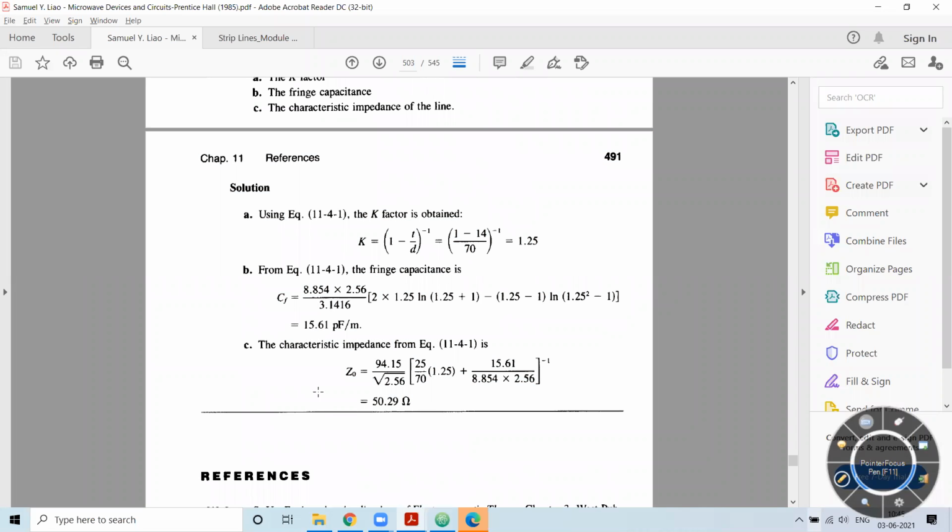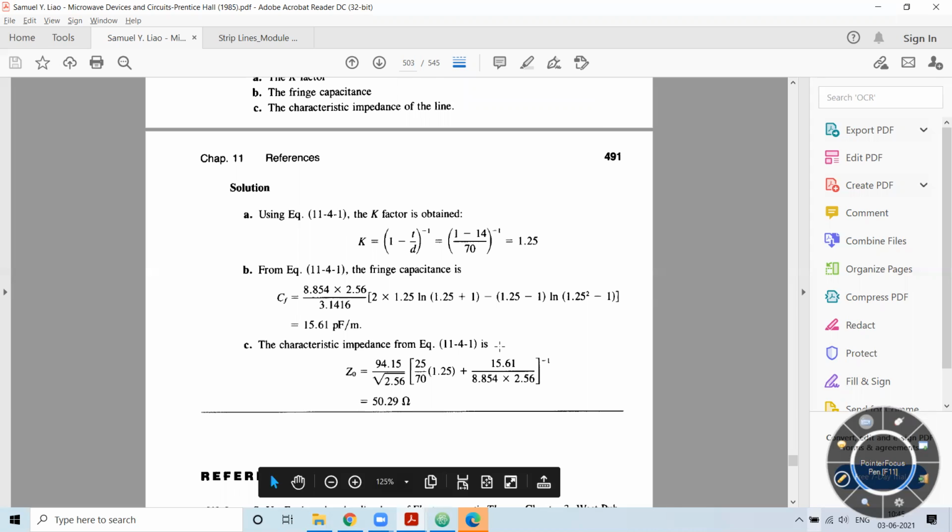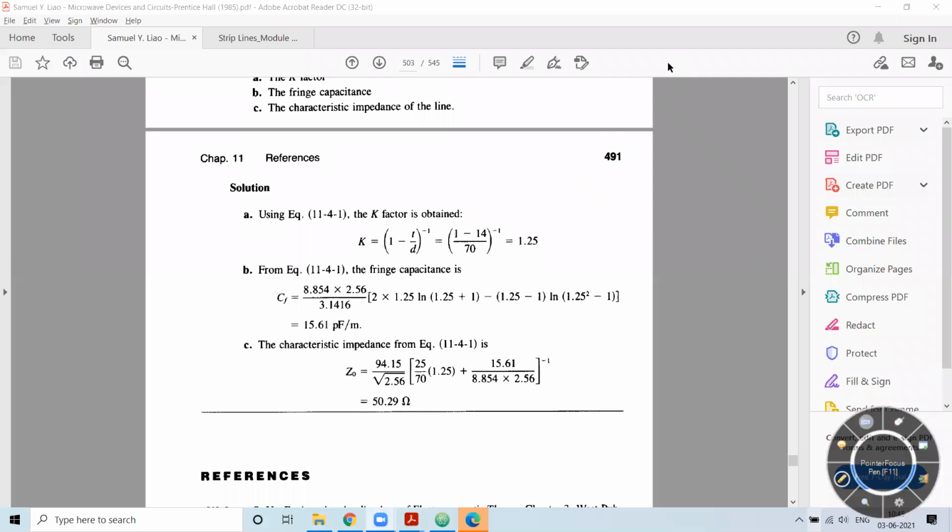When we simplify this equation, we get Z0 nearly around 50.29 ohms. So this is what we are getting in this case. This is the discussion associated with the strip lines.